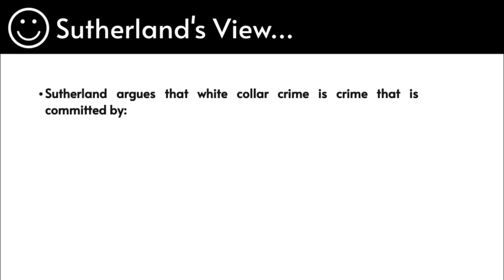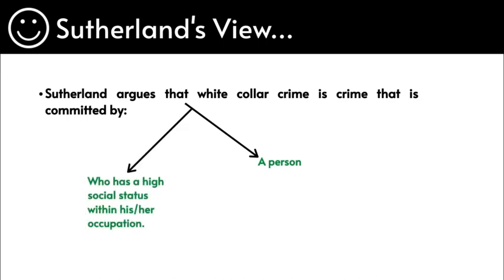So, today we'll be looking at different views and perspectives, including state crime, corporate crime, as well as various other forms of crime that occur. So, let's begin by looking at Sutherland's theory. Sutherland is a sociologist, and Sutherland argues that white collar crime is crime that is committed by a person who has a high social status within his or her occupation.